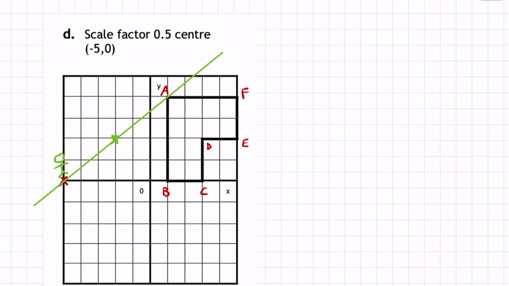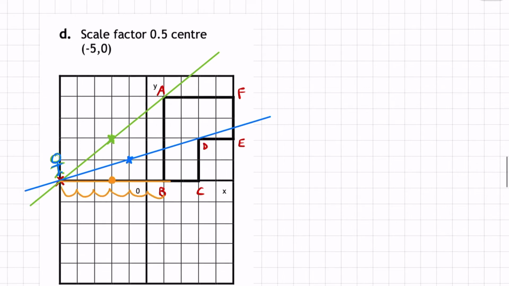Let's do one more. Join the center and point D, and we do need to extend our line, just like this. Now let's go back to the center of enlargement and see how we get to point D. We go to the right 8 squares and up by 2 squares. Now we need to halve our journey to the right and up because our scale factor is 0.5. That means we need to go 4 to the right and 1 up. Therefore, this is our new point. You will need to repeat the process 3 or 4 times at least just to make sure we can get the correct shape. Then you can draw the shape.